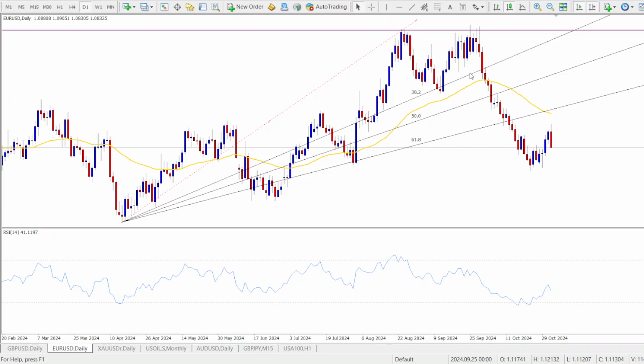This technique can help you anticipate market behavior and plan your entries and exits more effectively. And the best part, you can practice this on demo accounts to see how it works without any real risk.